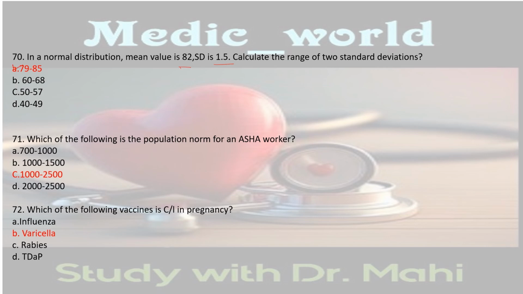Which of the following is the population norm for an ASHA worker? Here the question was for an urban ASHA worker. So the answer here is 1000 to 2500. Which of the following vaccines is contraindicated in pregnancy? The answer here is varicella vaccine.